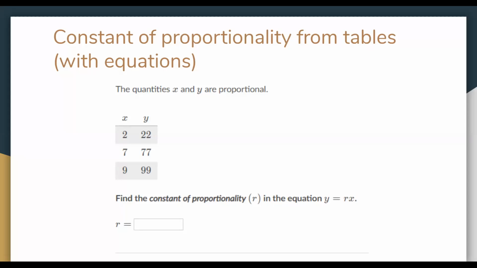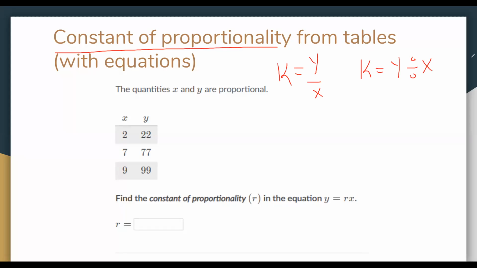All right, so let's do a quick demonstration of how to find the constant of proportionality from tables. What you're going to do is essentially continue to find the constant of proportionality, which we've already described as K. And we know that K can be found by doing y over x, or you can say K is y divided by x. So it's a very simple process.